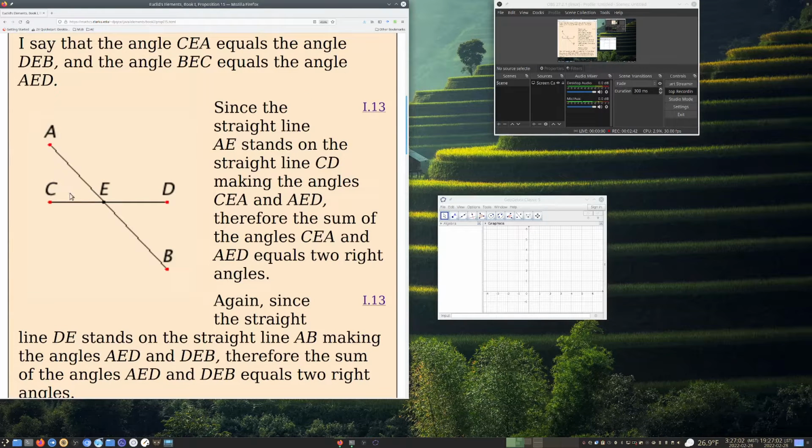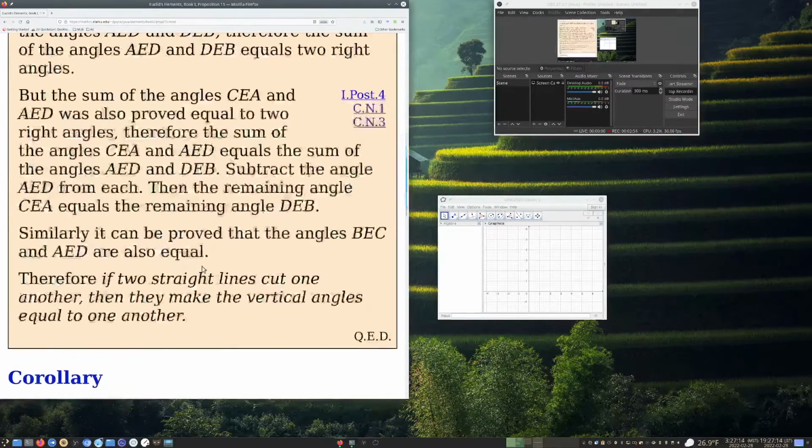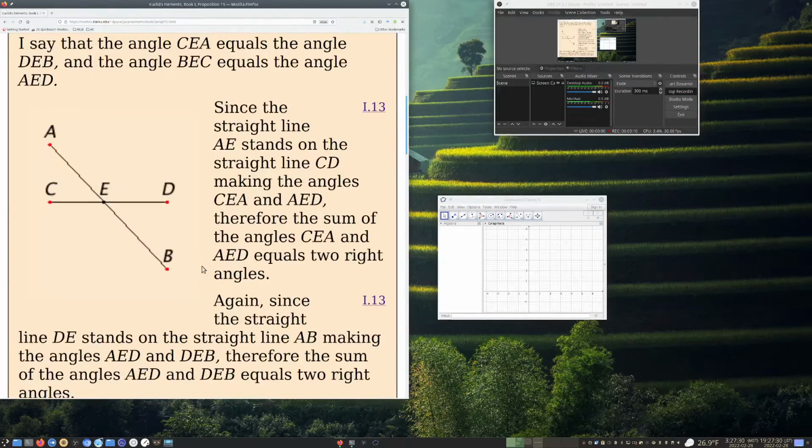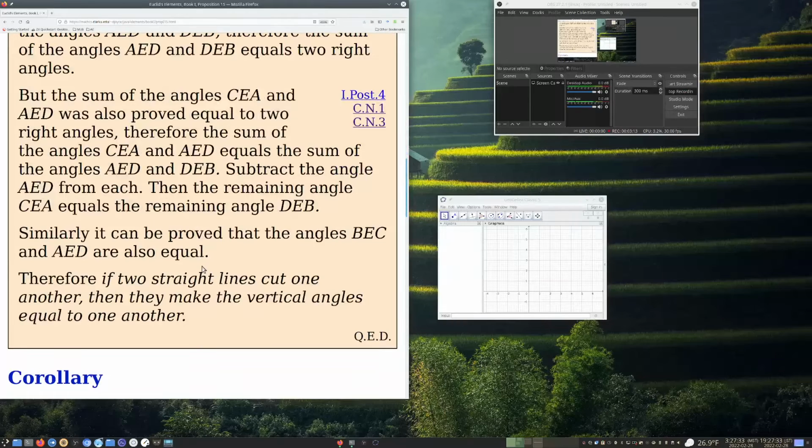Right, so AEC plus AED equals AED plus DEB, therefore CEA equals... Right. But the sum of these... AED was also proved equal to two right angles. Therefore, the sum of the angles CEA and AED equals the sum of the angles AED and DEB. Right, just what I said. Subtract the angle AED from each. Right, then the remaining angle CEA equals the remaining angle DEB.